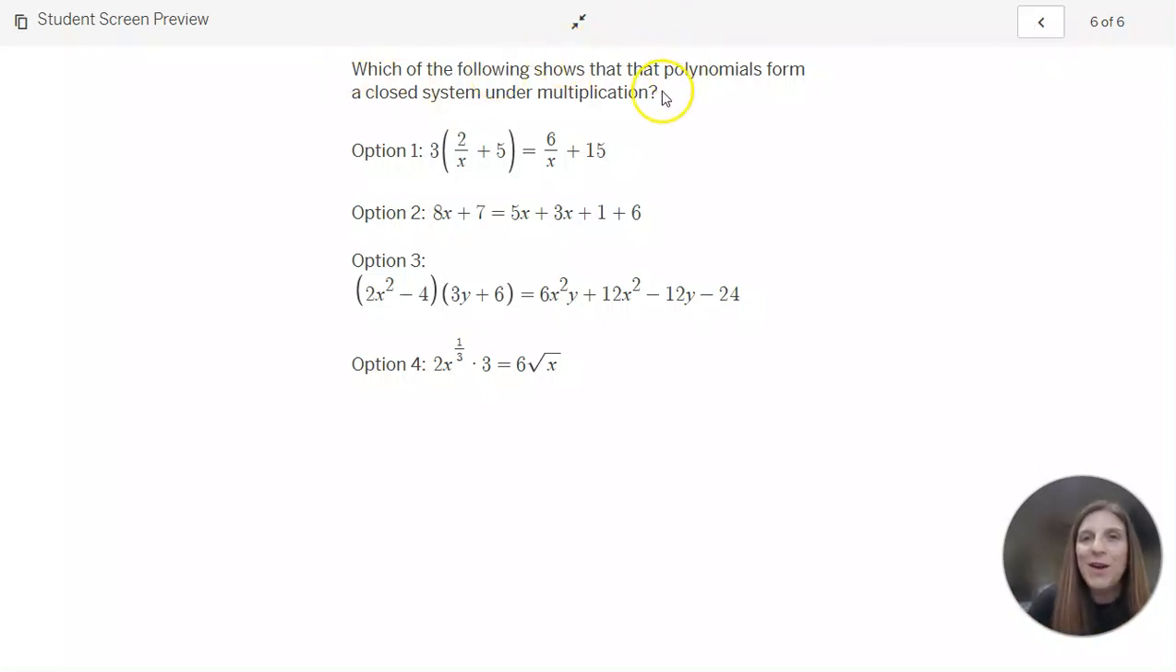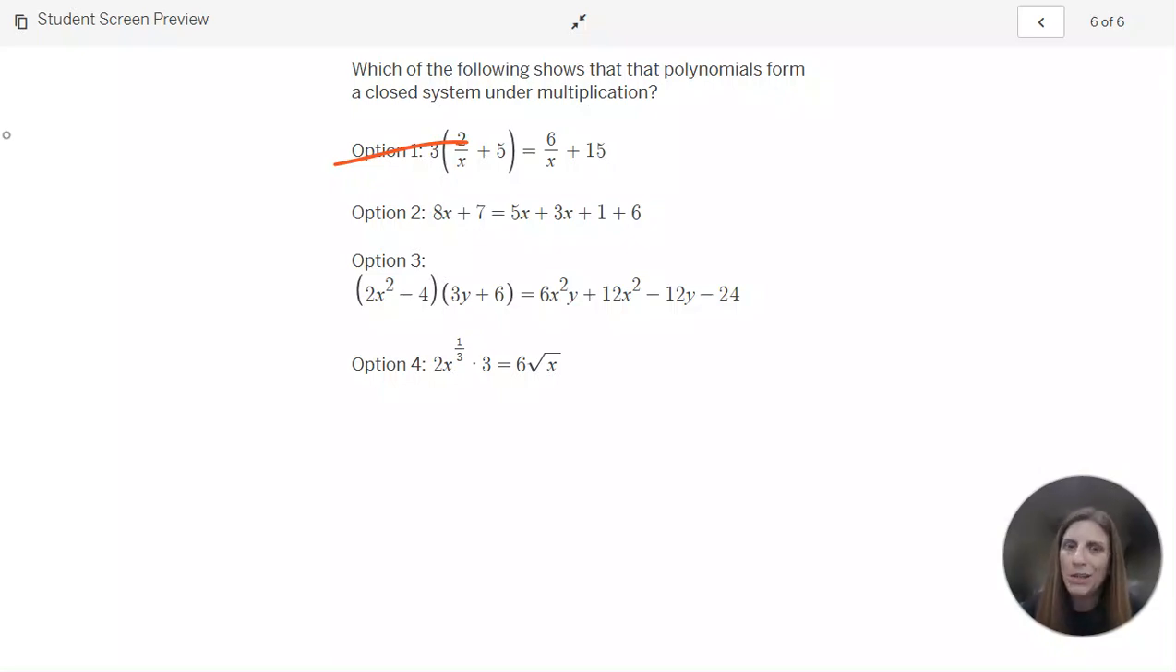It says, which of the following shows this? Well, in option 1, this isn't even a polynomial because the variable is in the denominator of a fraction. So that's not even a polynomial. I don't even want to deal with that one because it's not even a polynomial. In option 2, both sides are polynomials, so I'm not going to mark it out yet. In option 3, I see some exponents, but that's a whole number. Yep, everything's good here. This is a polynomial.